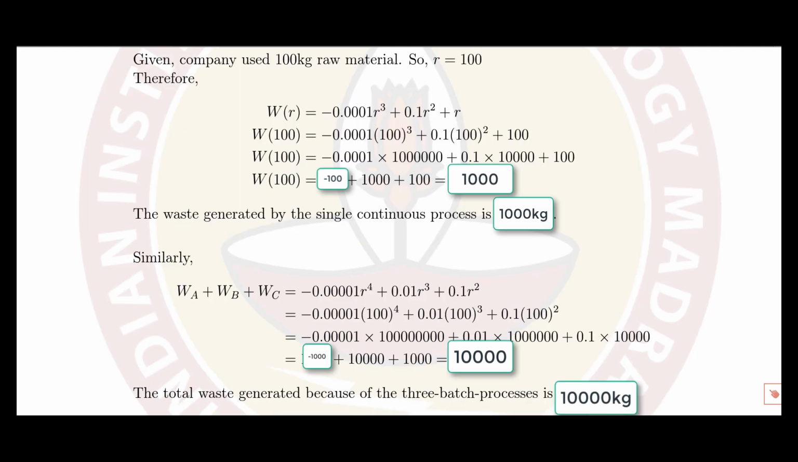So in order to find that, let us first find what is the waste generated in the single continuous process. So we have 100 kg raw material, so R is equal to 100. Therefore W of 100 will be equal to, if we substitute 100 in place of R, we get minus 0.001 times 100 cube times 100 cube plus 0.1 times 100 square plus 100. So if we calculate it, we get 1200. So the waste generated by this single continuous process will be 1200 kg. So for 1200 kg, it costed 5,000 rupees.